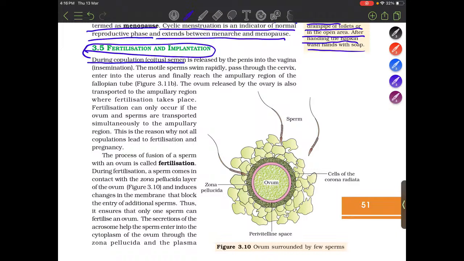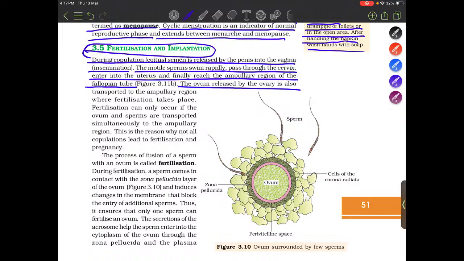During copulation (coitus), semen is released by the penis into the vagina (insemination). The motile sperm swim rapidly, pass through the cervix, enter the uterus, and finally reach the ampullary region of the fallopian tube. The ovum released by the ovary is also transported to the ampullary region, where fertilization takes place.